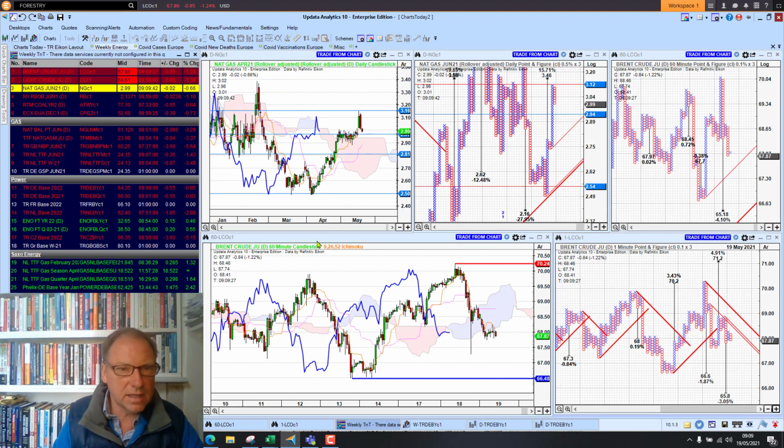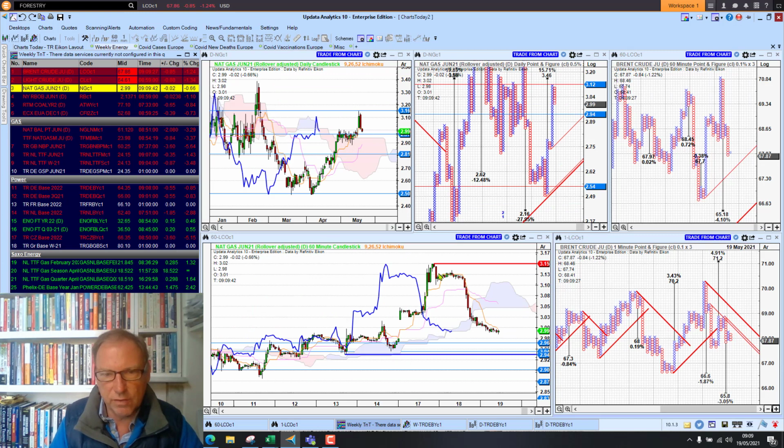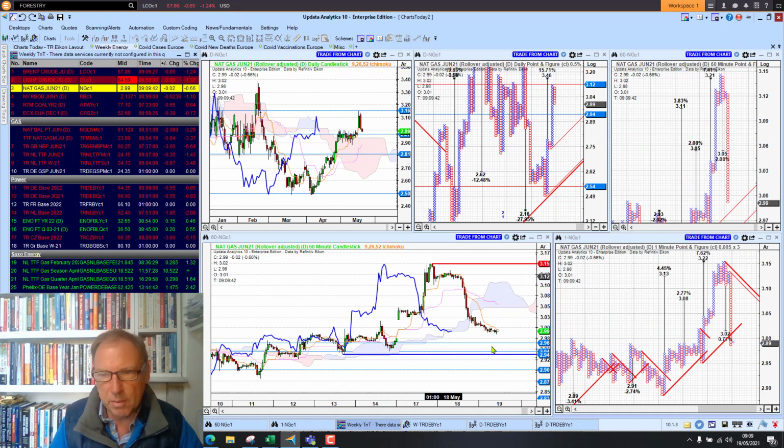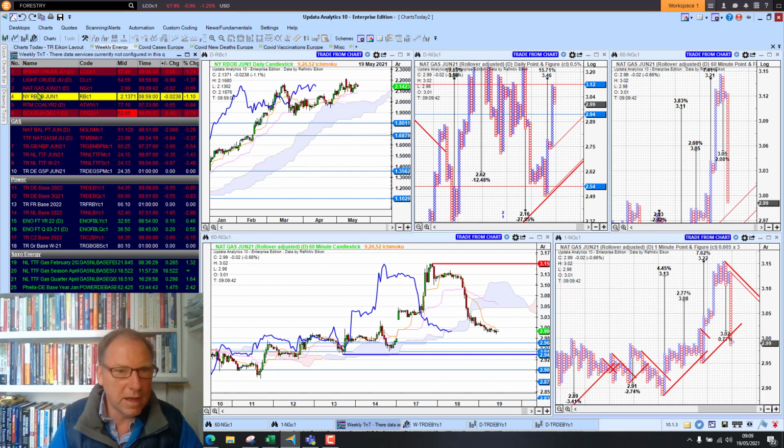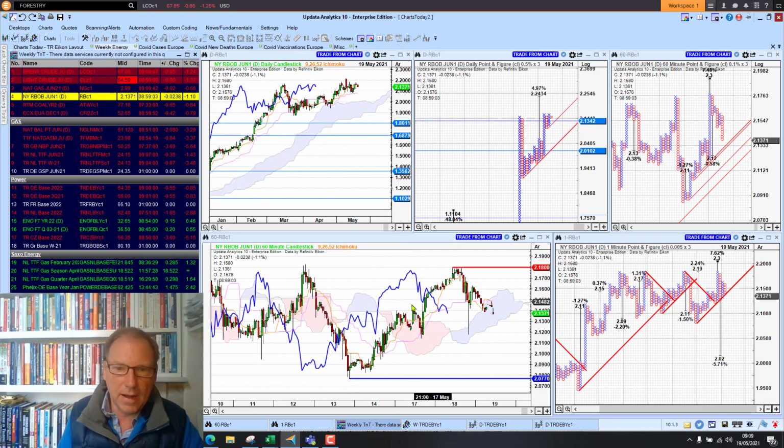US nat gas is down as well. That was looking very strong at the start of the week, but falling back quite sharply. So we've seen a real pullback there. RBOB gasoline also falling, and did manage to just kick a little bit higher on the pipeline story last week, but really not holding those gains either.